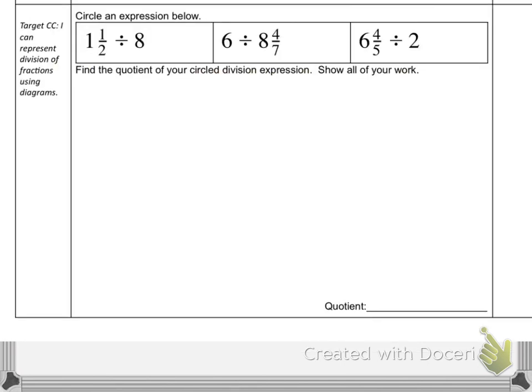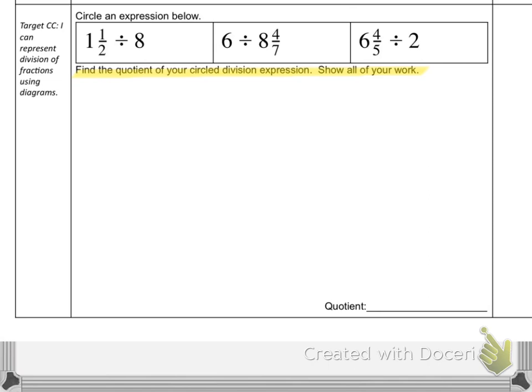Next skill, circle an expression below. You pick one of the problems to solve. Then, find the quotient of your circled division problem or division expression, show all of your work. If this is a skill you are struggling with, remember you can always try 2 or all 3 of these problems in order to have more practice and not just do one.